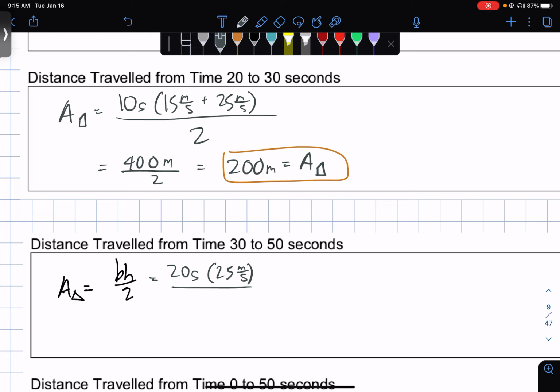20 times 25 meter per second, we have 20 times 25, 500 meters divided by 2, 250 meters.